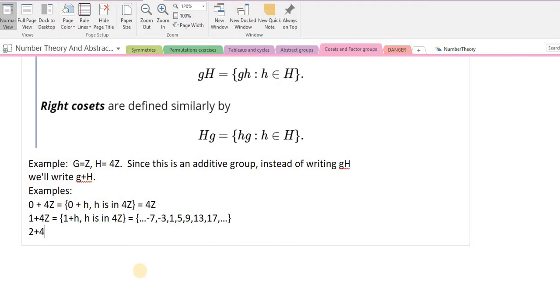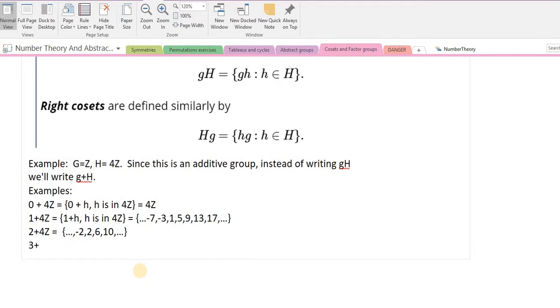So you're going to get 2 plus 4Z, and similarly that's equal to 2, then 6, then 10, and so on. And then you'd also have minus 2, and so on. And you're also going to have 3 plus 4Z.